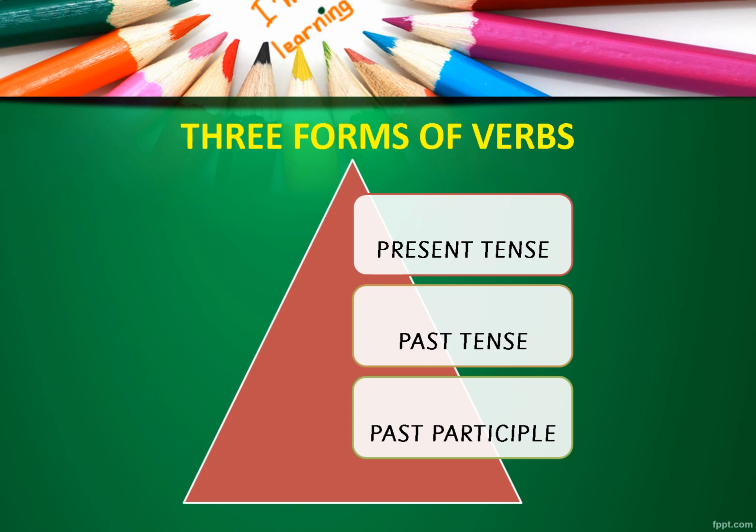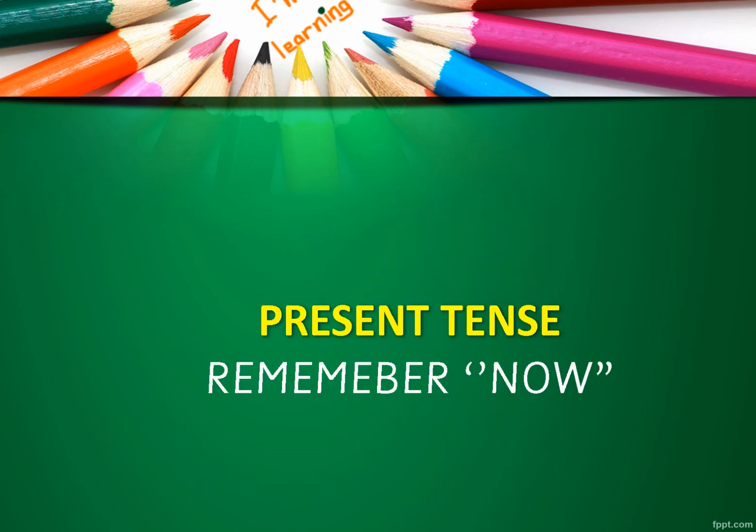Children, there are three forms of verbs: present tense, past tense, and past participle. In today's class, we are going to learn about present tense. Present tense denotes or tells an action that is happening now or an action which is happening at the moment.